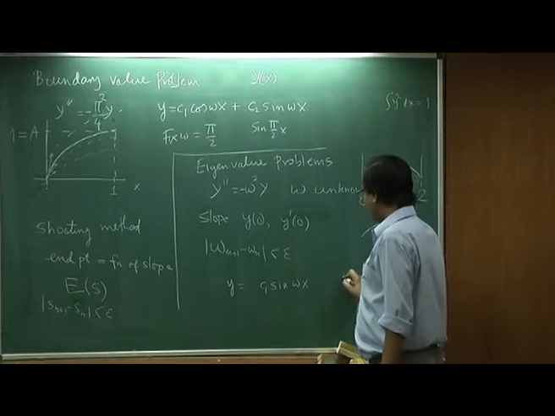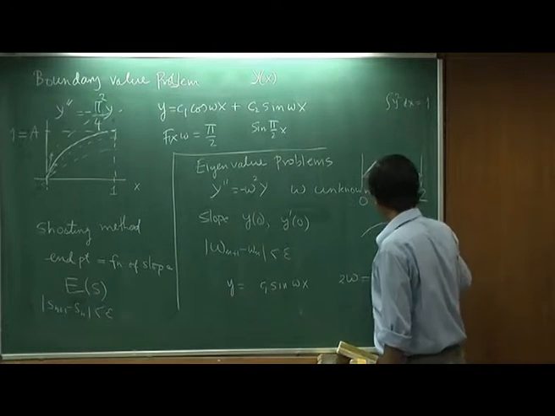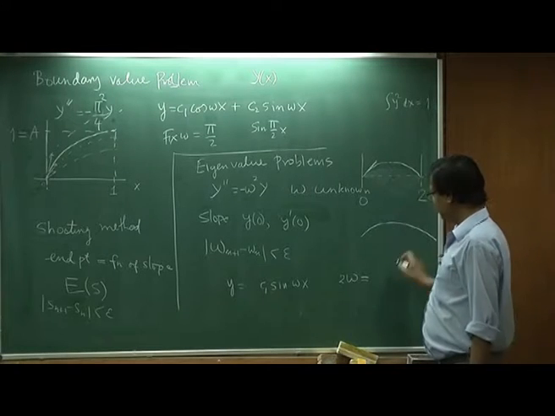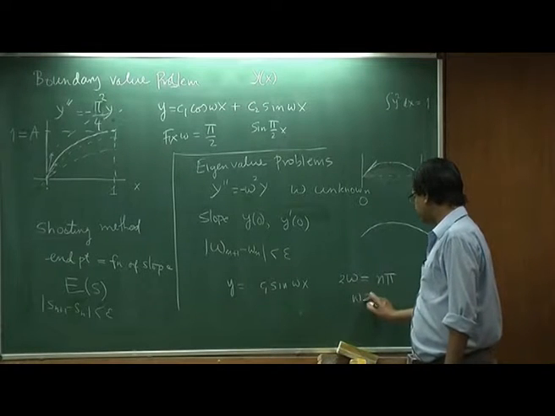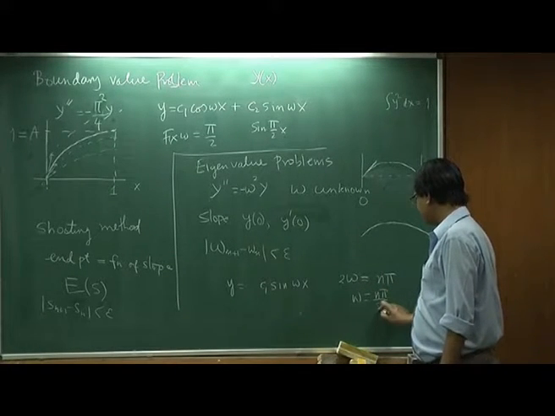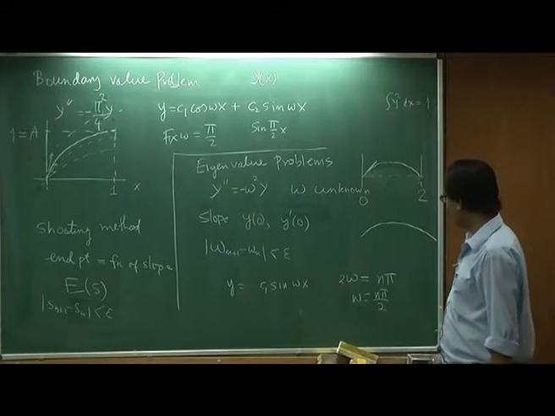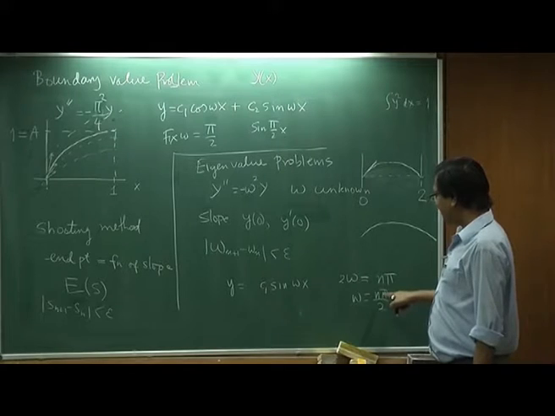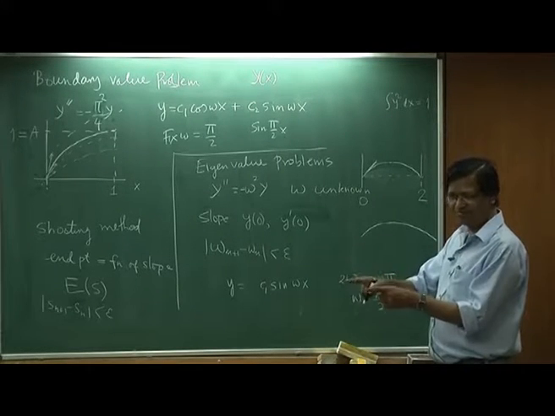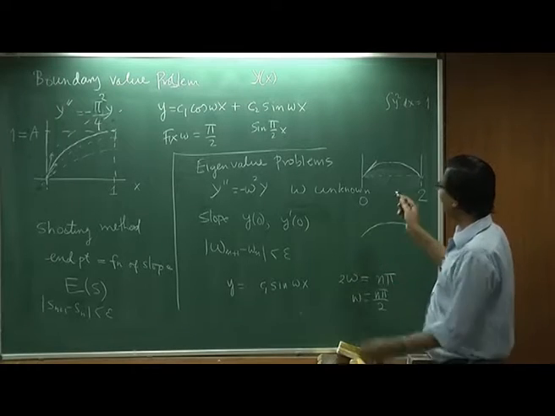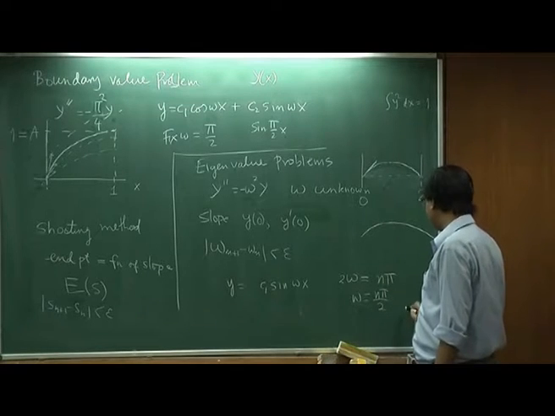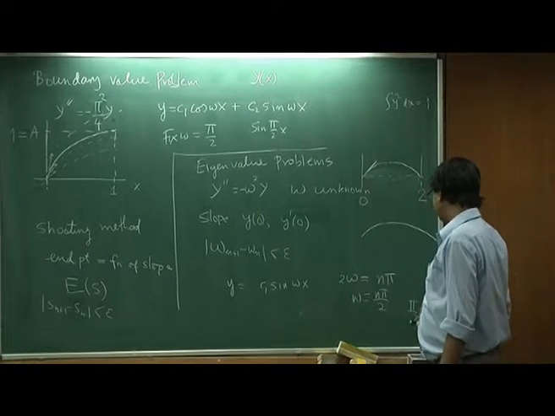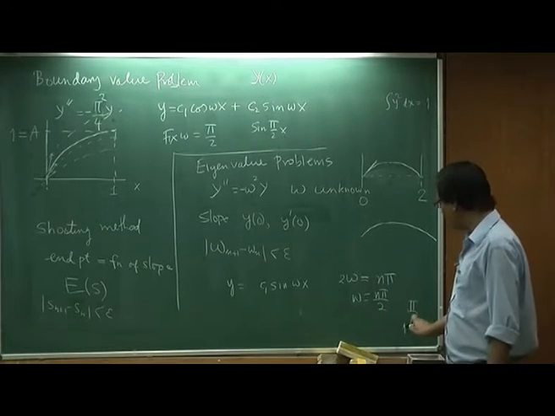Now I want 2 omega to be such that the function is 0 at the endpoint, so it should be n pi. That gives omega equal to n pi by 2. So for my computer program, if I choose a window, I have to start with 2 omegas initially. My first solution is pi by 2, which is around 1.5. So I would like to choose between 1 and 2. This is my omega 1 and this is my omega 2.